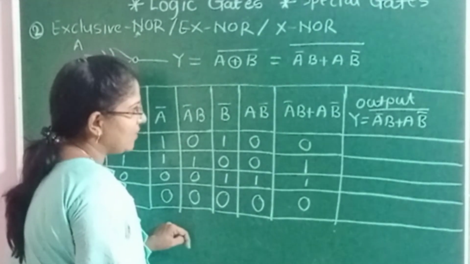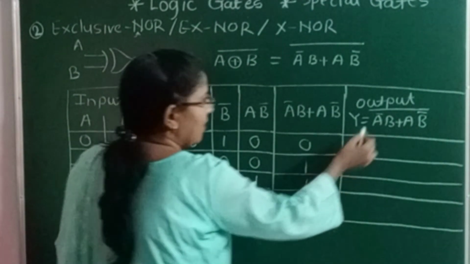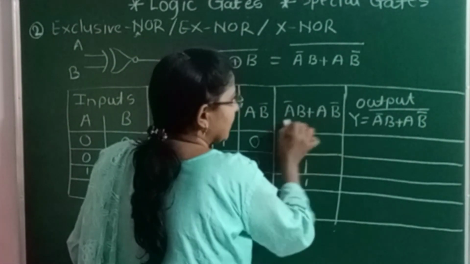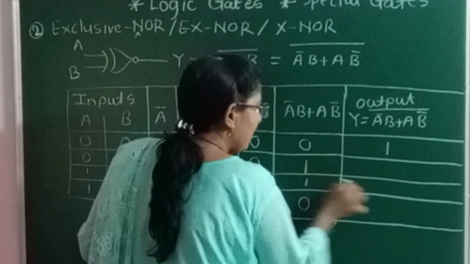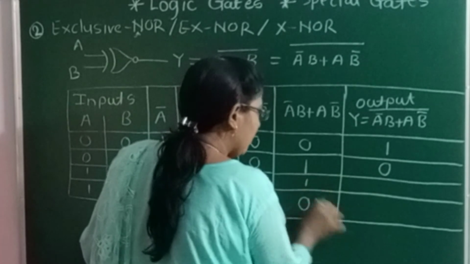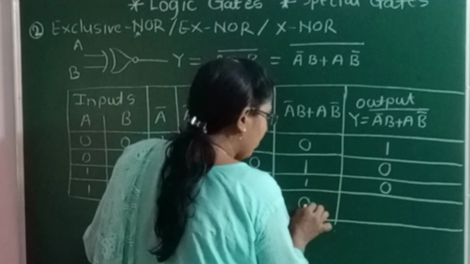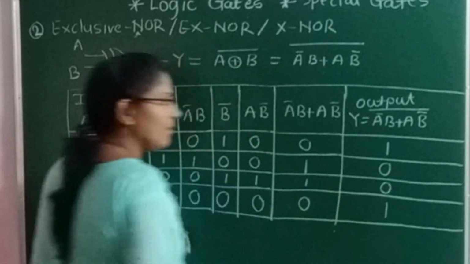Okay. Now what is left? I need to find out the complement of this whole expression. So 0, its complement 1. Complement of 1 is 0. The complement of 1 is 0. Here the complement of 0 is 1.